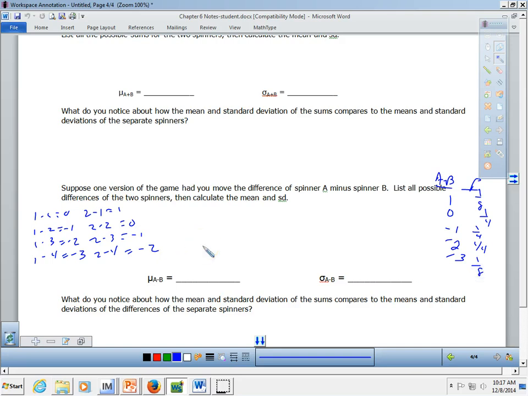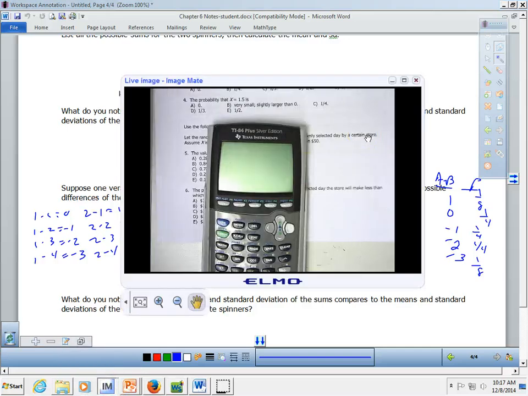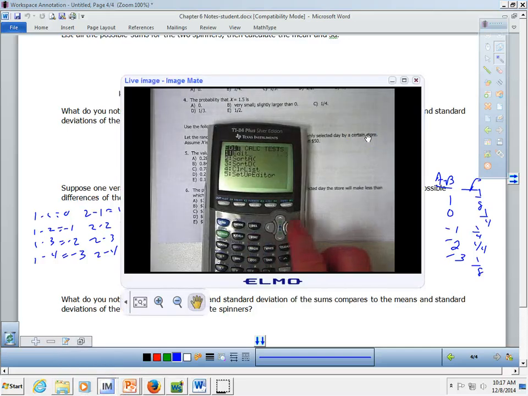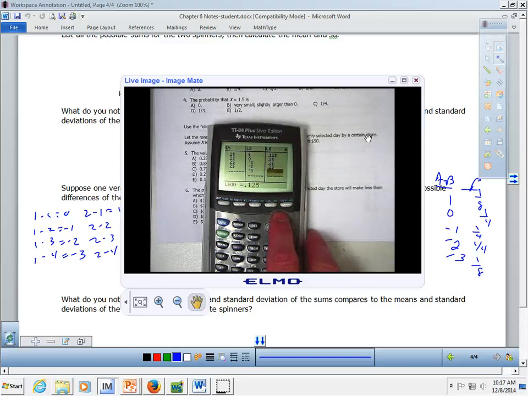Now, we need the mean and standard deviation for this situation. So let's take a look. Okay? Again, I need to create my lists. I'm going to use list 4, list 5, and list 6 again. So now my values are 1, 0, negative 1, negative 2, negative 3. But if you leave the probabilities alone, you're going to be fine as long as you list your values that way.